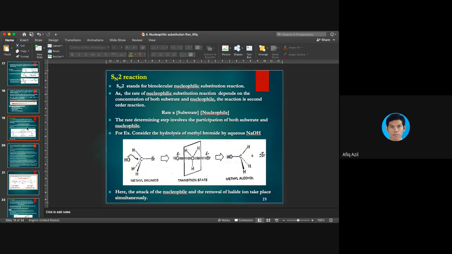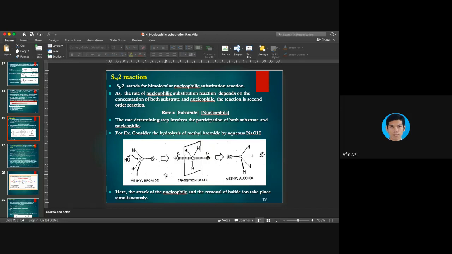Okay, we go straight to the mechanism. So SN2 is a bimolecular nucleophilic substitution reaction. The rate of the reaction depends both on the concentration of your substrate, which is the starting material itself, the alkyl halide, and the concentration of the nucleophile. So if you increase the concentration of either one of these, then the rate of the reaction will increase. So the rate determining step involves the participation of both substrate and nucleophile, and this is a one-step mechanism.